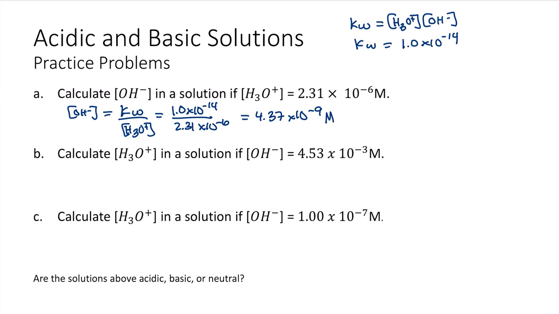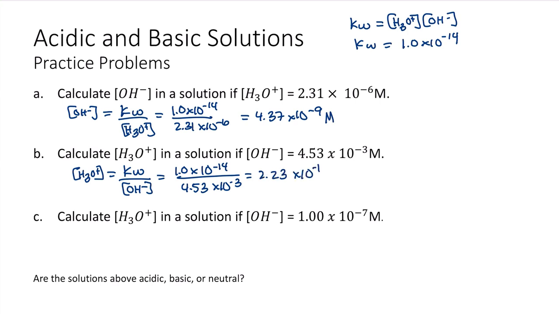If we want to calculate the concentration of hydronium ion in solution, then we can solve for that algebraically, just like we did with hydroxide. Now my equation is going to be Kw over the concentration of hydroxide. So we have a plug and chug situation. I have 1.0 times 10 to the negative 14 divided by 4.53 times 10 to the negative 3. When I plug that into my calculator, I get 2.23 times 10 to the negative 12.